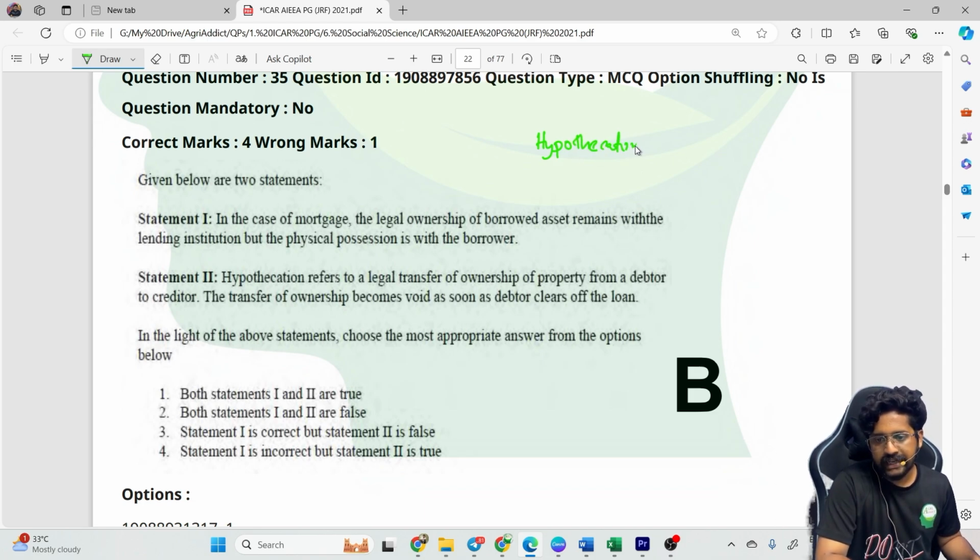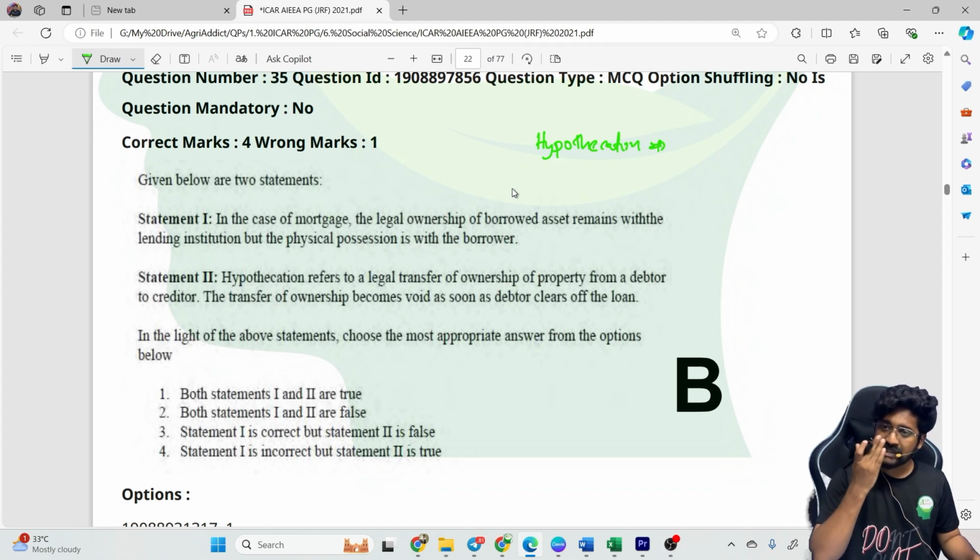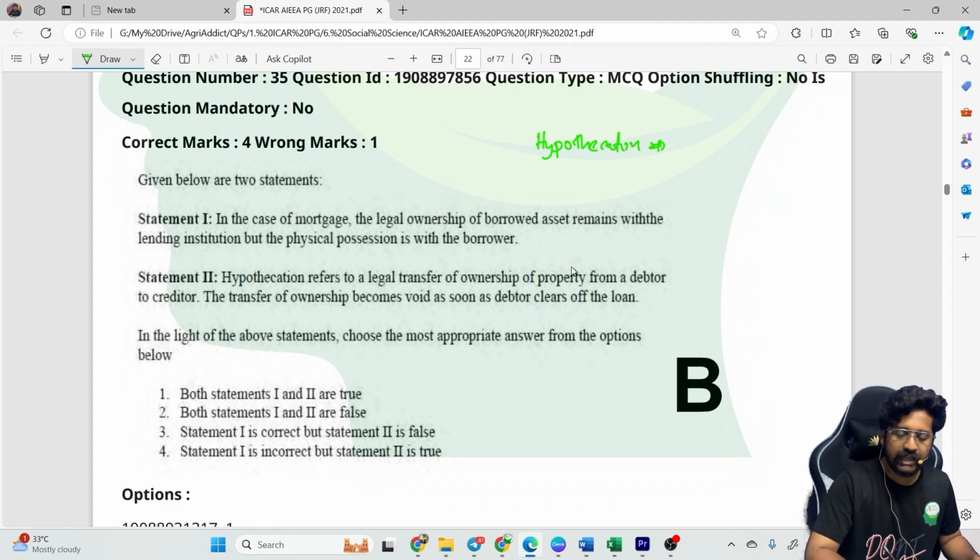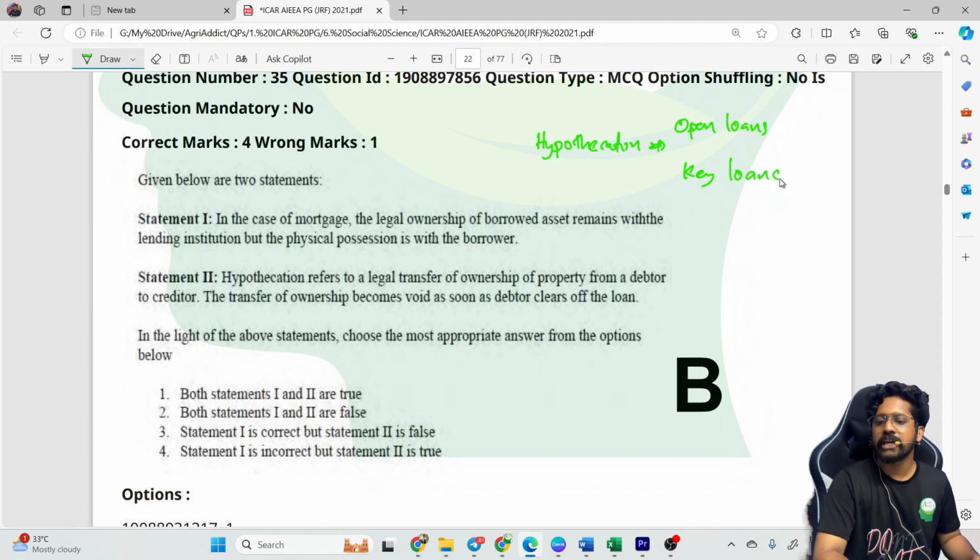Hypothecation is nothing but a charge which has to be given for the use of it, right? It can be given for movable properties. In order to purchase some movable properties, when the temporary ownership resides with others, for the usage of the movable property we have to make a charge, and that is considered hypothecation. There are two types of hypothecation, open loans as well as key loans. This is from the agricultural finance portion.